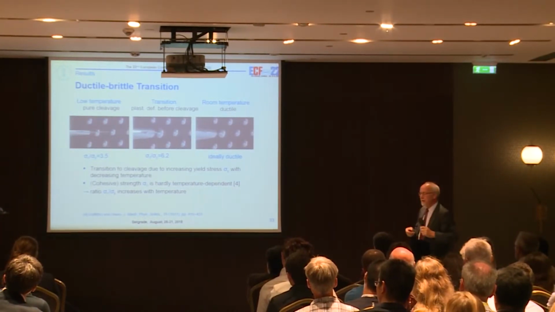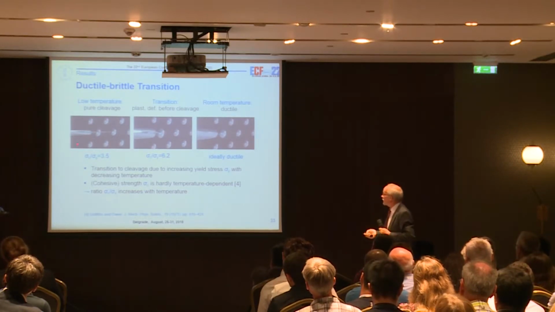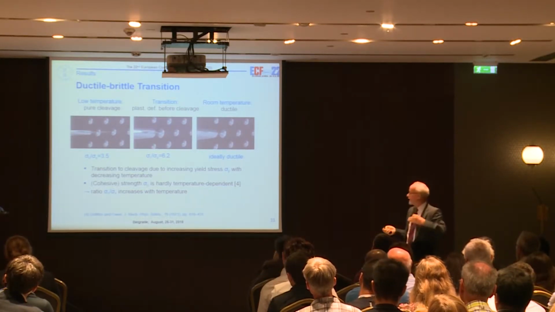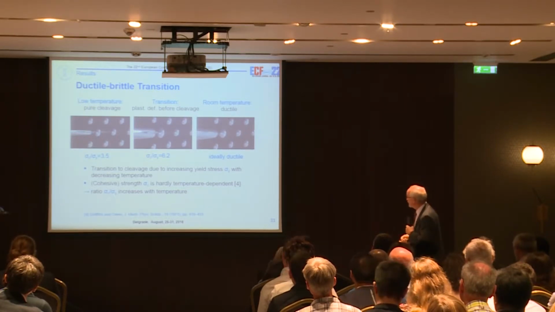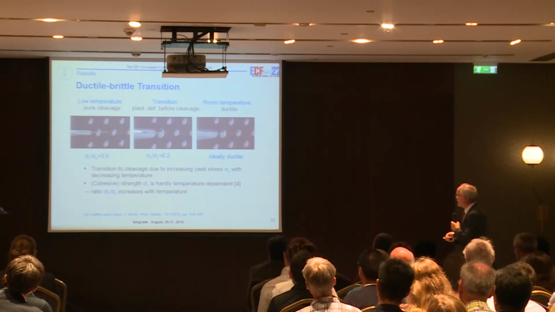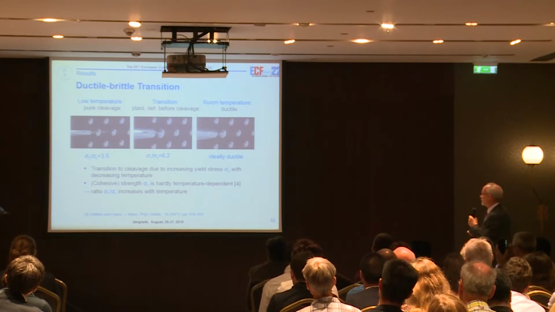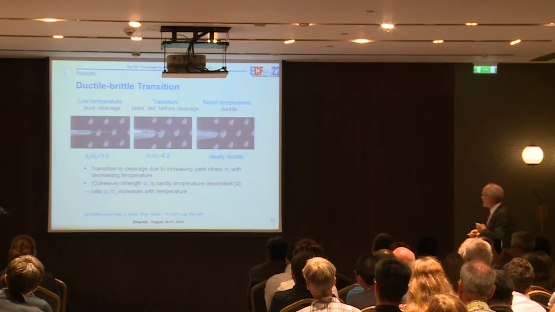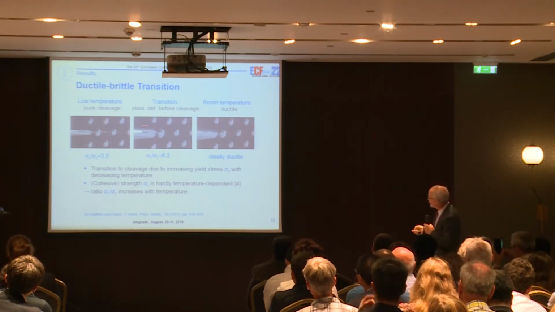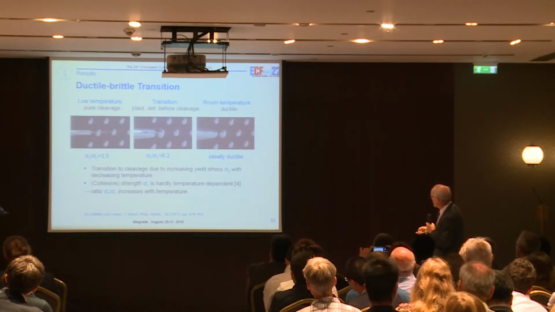The important relationship is now the ratio between the cohesive strength, sigma C, and the yield strength of the matrix. We assume that the cohesive strength is constant and not dependent on temperature, while the yield strength increases if we go to lower temperatures. That means this ratio from ductile to brittle is decreased.